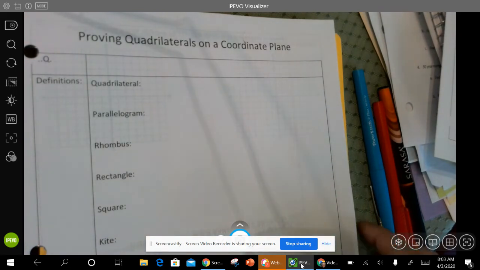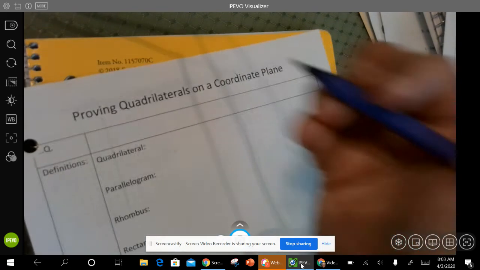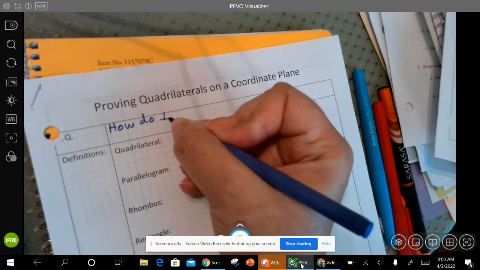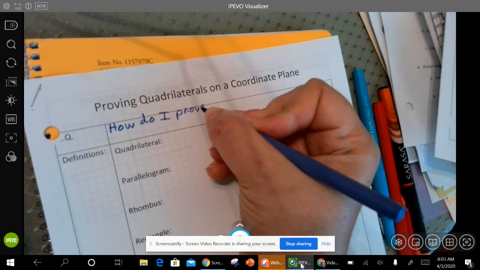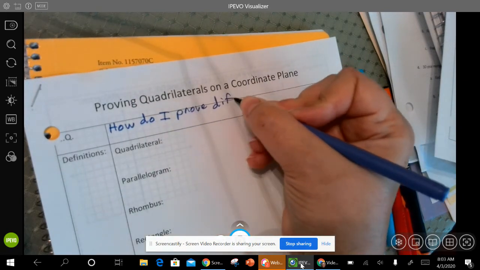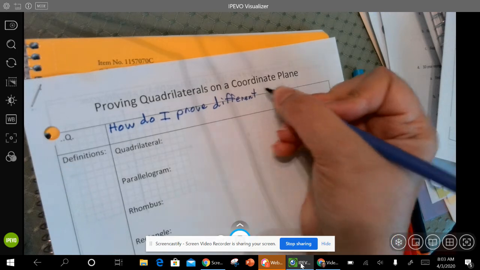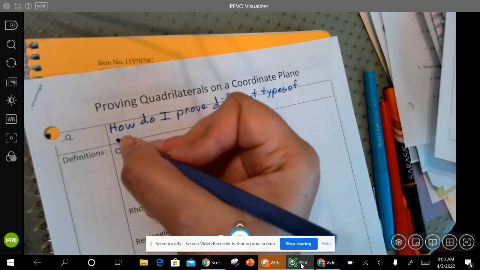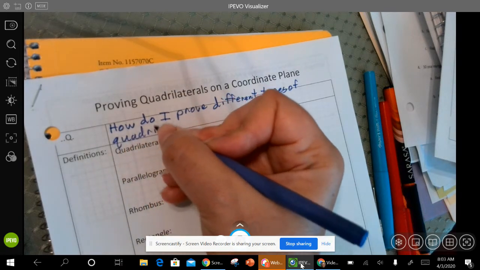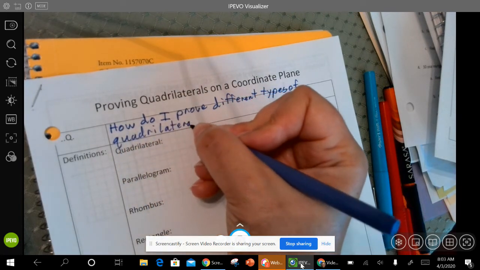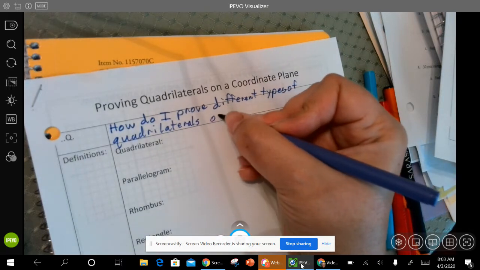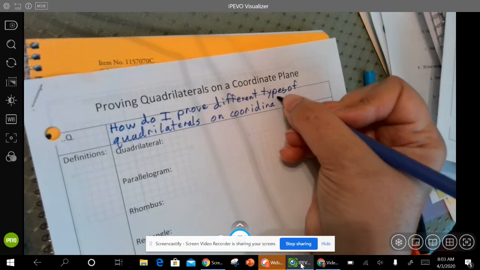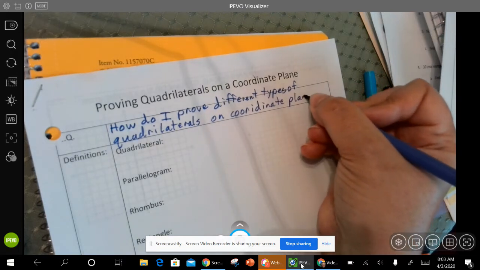Morning. So we're going to work on proving quadrilaterals on the coordinate plane. So how do I prove different types of quadrilaterals on the coordinate plane? So you guessed it. Yep, we're going to graph it.